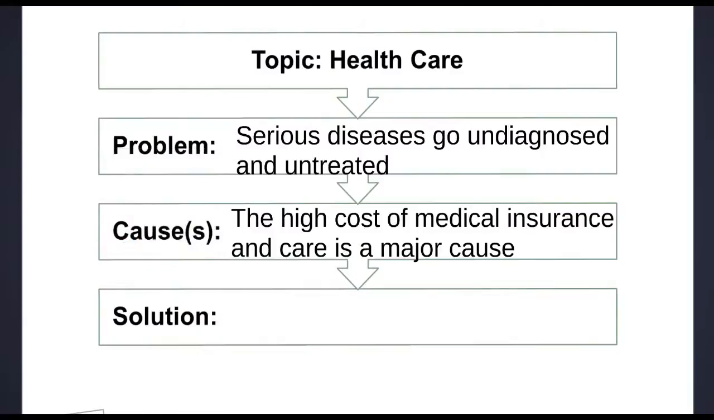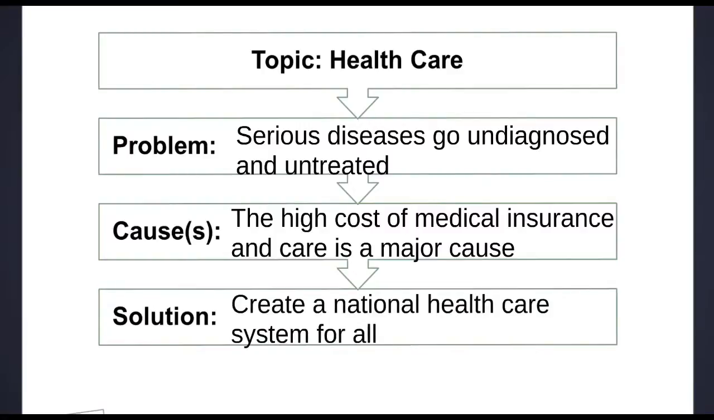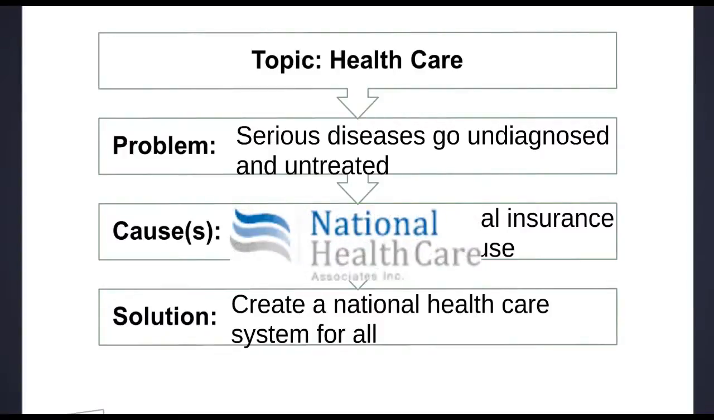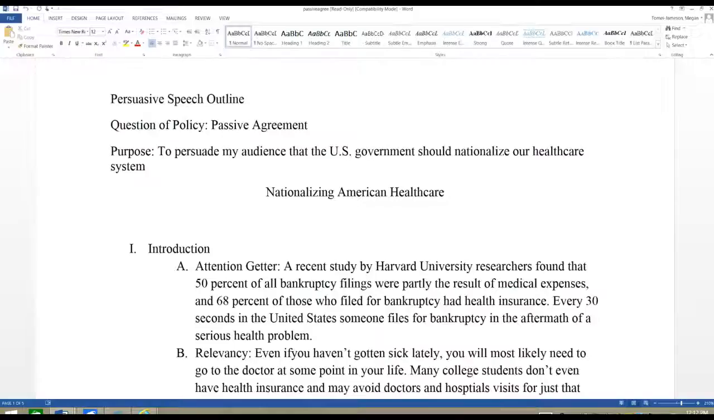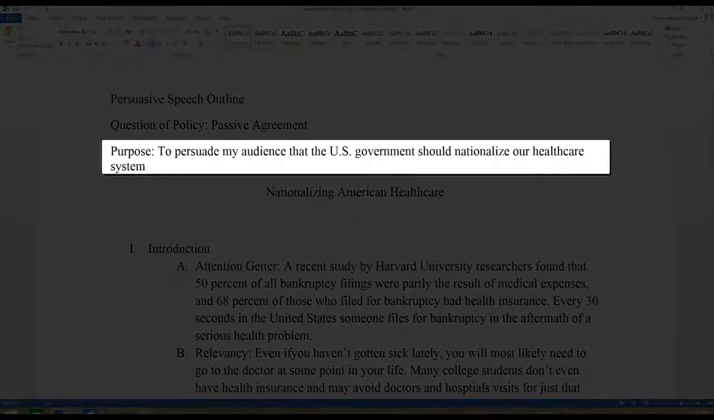Now, of course, I'm very briefly explaining these. You would need to go in depth with your research and analysis, and I'll show you how that looks in an outline in a second. And then the solution. So what is it that you want to do? Create a national healthcare system for all, and of course, you'd have to actually prove that this does, in fact, work.